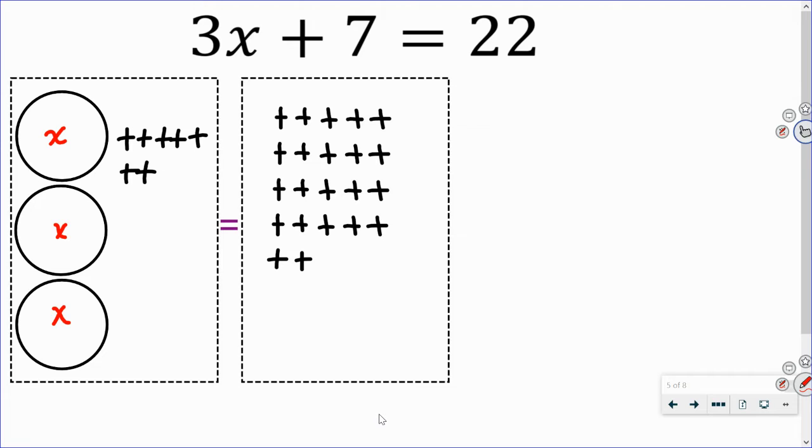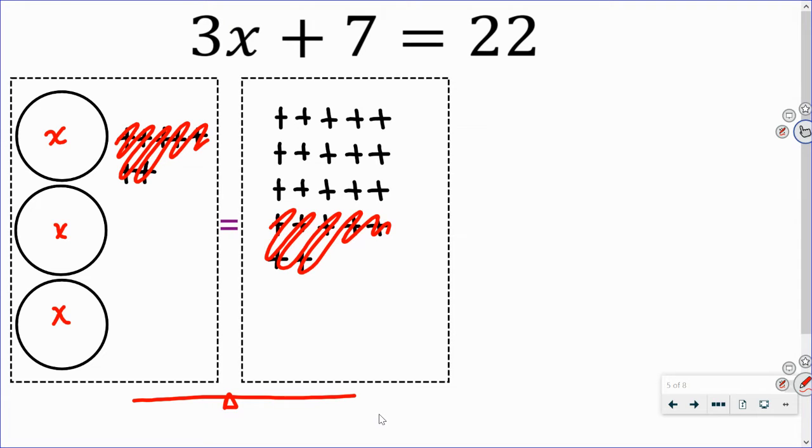All right, wait a second. What part of that 22 has nothing to do with the 3 envelopes? Well, that's the 7. So the very first thing we're going to do is we're going to cancel out those 7. But that's not fair to do on just one side. Remember that every equation is like a balance, a scale, a teeter-totter. So if we take 7 away from one side, we must also take 7 away from the other.